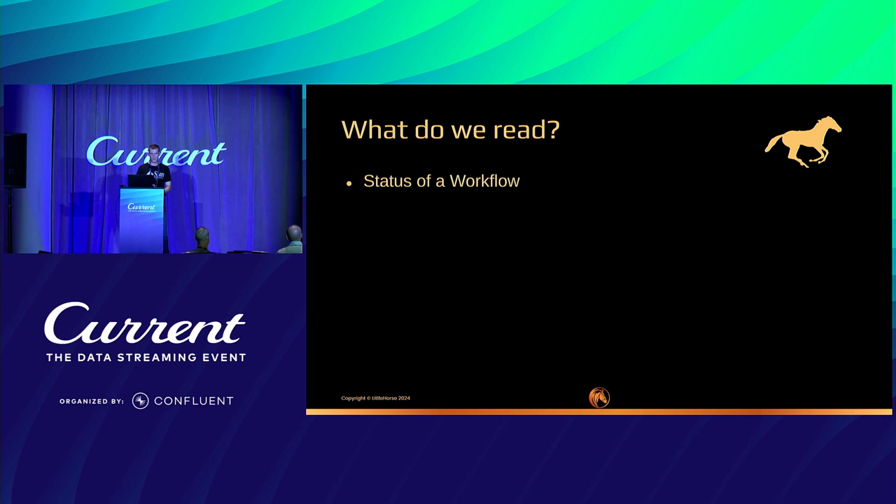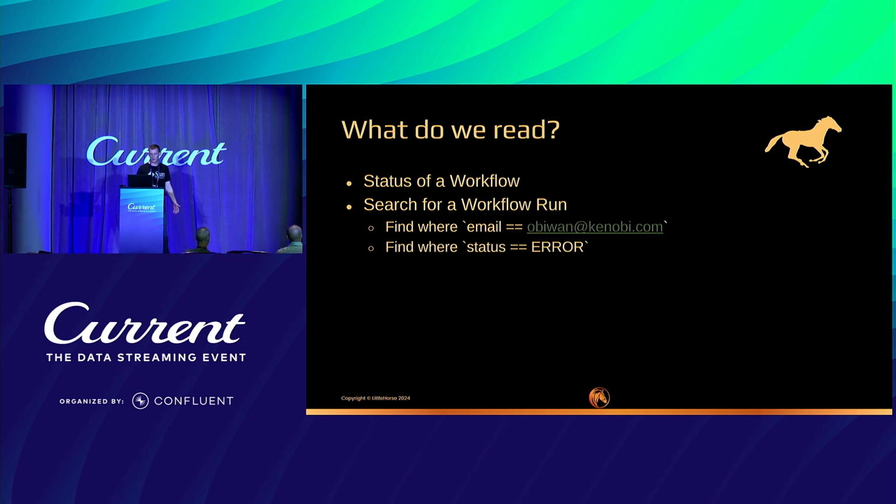So in LittleHorse, we have to read the status of a workflow. If I have some failure somewhere, I want to know, why did this workflow fail? I want to see the stack trace. I want to be able to also search for workflows. I have an angry customer. Obi-Wan's mad that his lightsaber order didn't go through. I want to find the workflow with email obiwan@kenobi.com. I want to find all workflows that have failed. These are some searches that we have to do. Also certain time-based queries, like any failed workflows yesterday.